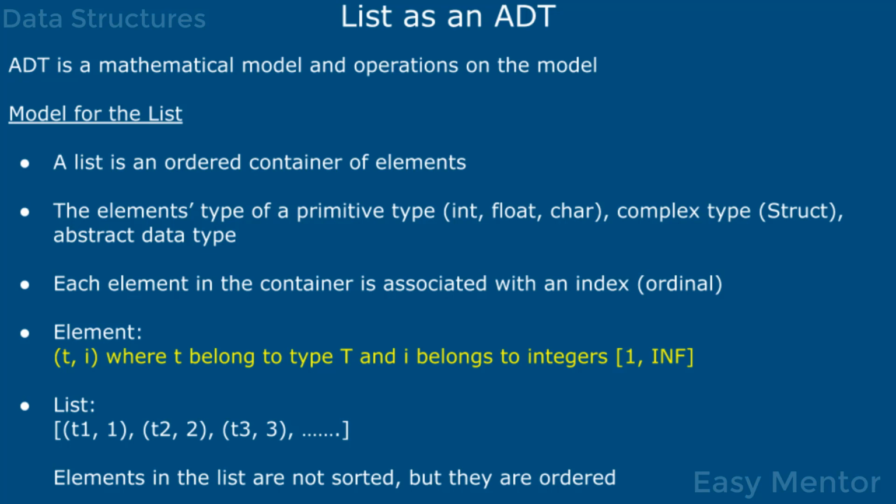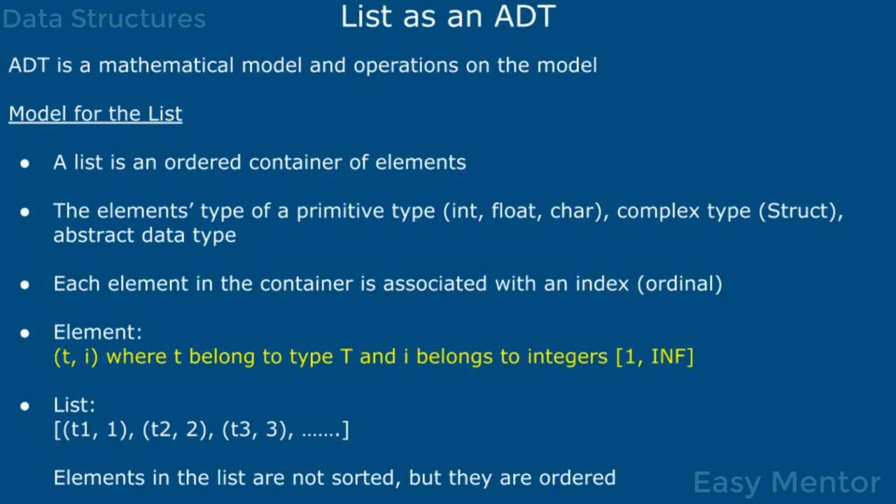So each element inside the collection can be represented as a tuple, the first part being the element itself and the second part being the ordinal to which it is mapped. This is slightly different from the concept of sorting, where you arrange the elements or order the elements based on the property of the element itself.